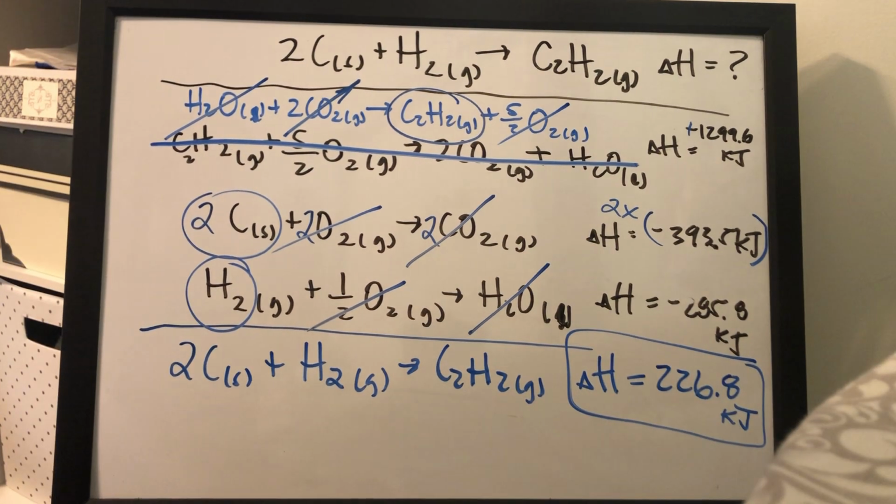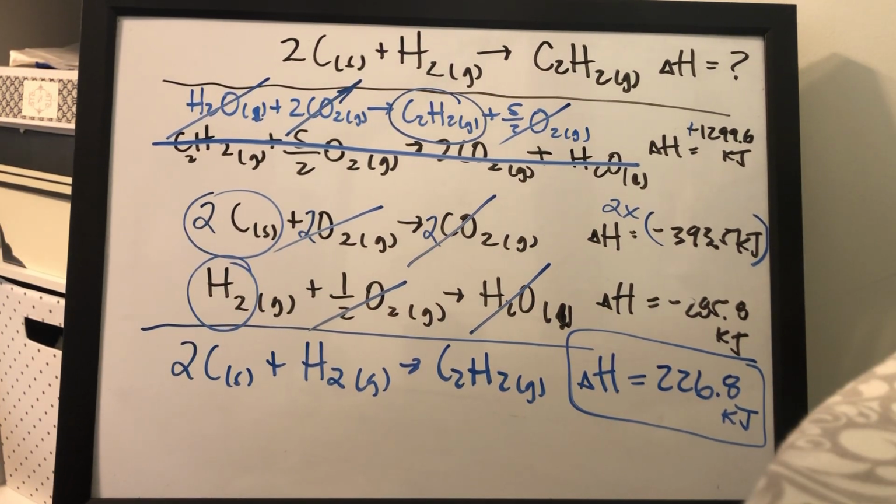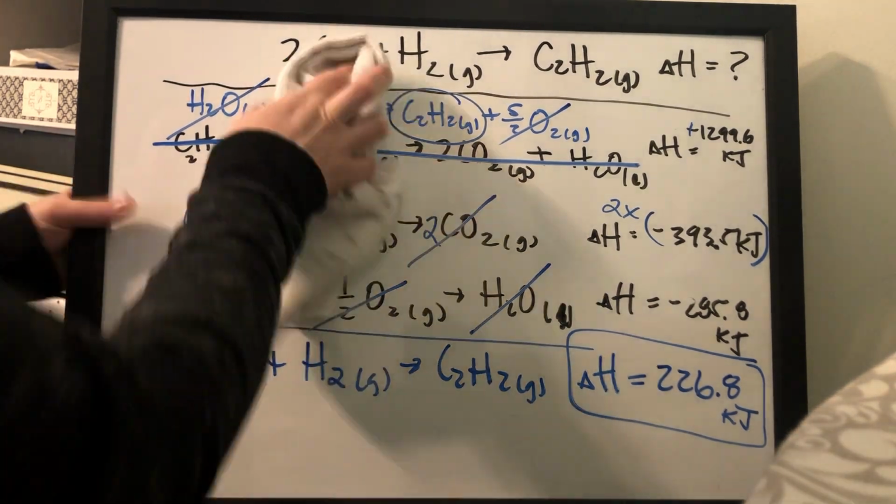It's a positive value. It's endothermic. And so that is Hess's law. So just keep in mind, you can flip reactions, you can multiply reactions, you can divide reactions. But what you do to a reaction, you must also do to delta H. And that's the important part.